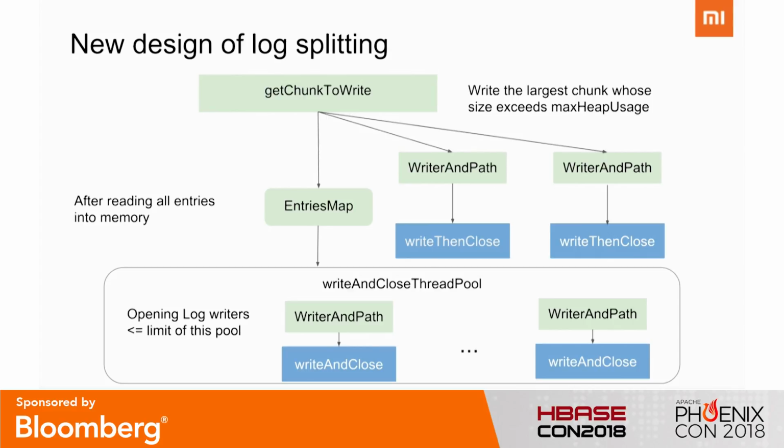Here is our new design, what we call get chunk to write. We only return the chunk whose size exceeds max heap usage. Once we get the chunk, we write it into the recovered file, then close it immediately. After reading all entries into memory, we start a thread pool to write the entries into files and then close them. Thus, the number of log writers will be no more than the limit of the thread pool. It can solve the two problems we mentioned before.